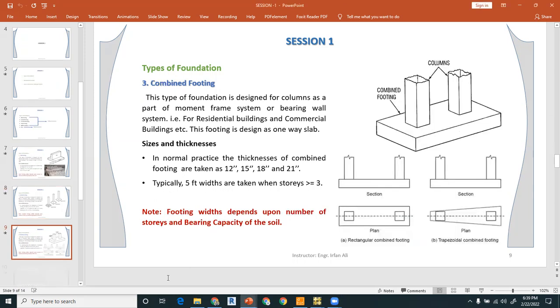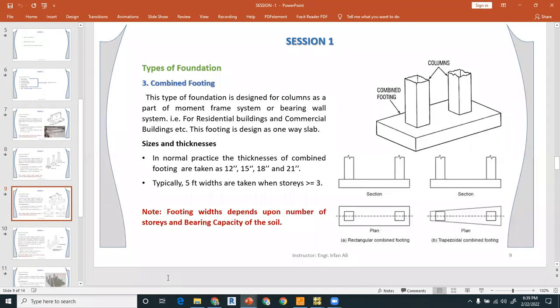Next is the combined footing. This type of footing is designed for columns as a part of a moment frame system and bearing wall system, right? And it is used for residential as well as commercial purposes. And this type of footing is normally designed for the large grid size, which I have explained earlier.